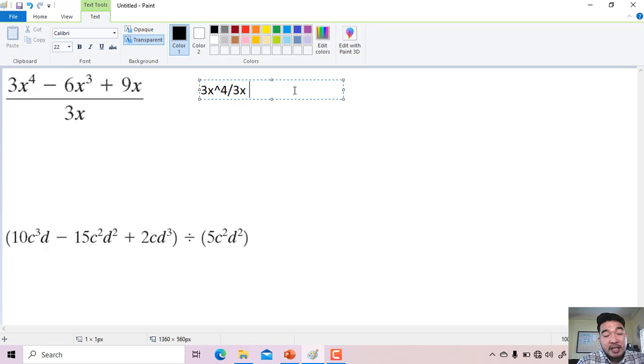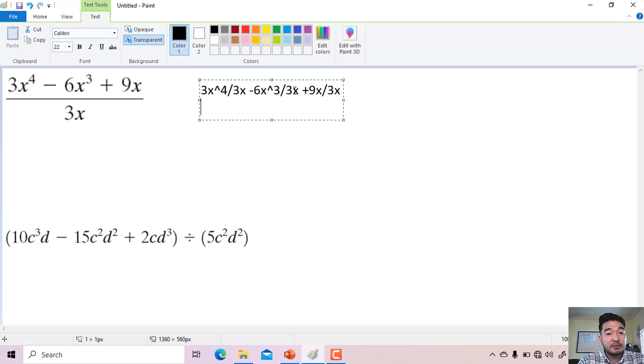Then the next operation is subtraction. So that's minus 6x cubed divided by 3x. And then the last one is plus 9x divided by 3x. So you already divided each term by the monomial divisor. Then after that, you can now simplify this.